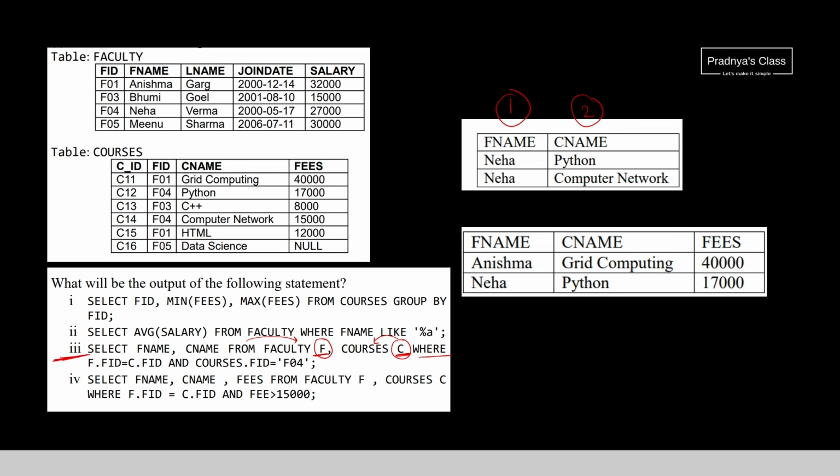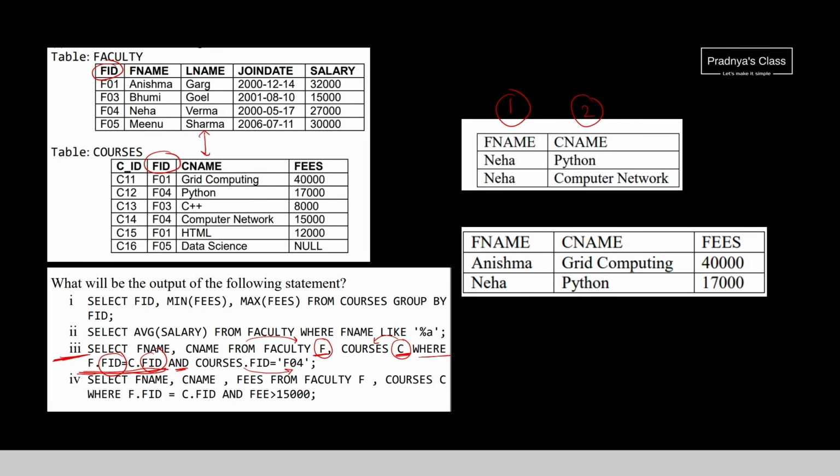With where clause generally we combine and we mention the criteria too. This is the first statement which is used to combine or join two tables in which we take the common column. You can see here FID is the common column and with the AND operator we will mention the required condition. Courses.fid should be F04. We could have written here C.fid but that's not a problem. We understood what we want.